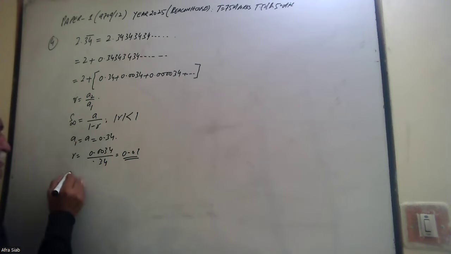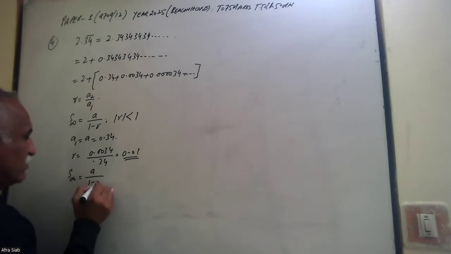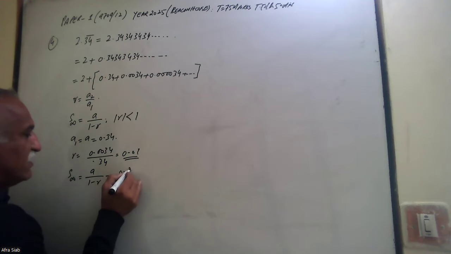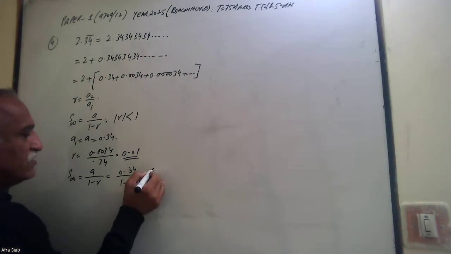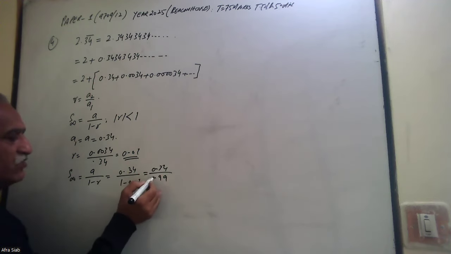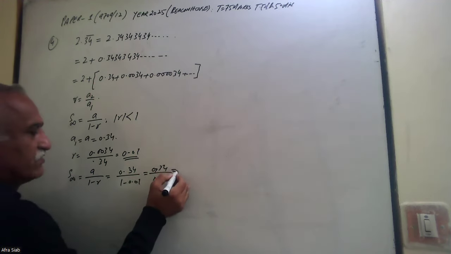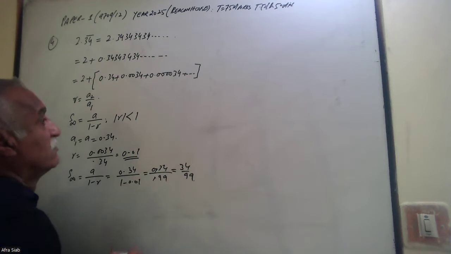Now we can use the sum to infinity, which is equal to A over 1 minus R. A is 0.34, divided by 1 minus 0.001. It is 0.34 over 0.99. The points cancel, so this will be equal to 34 over 99.